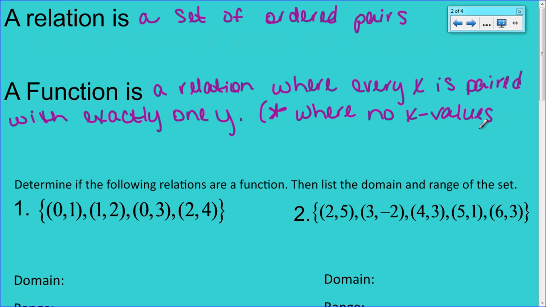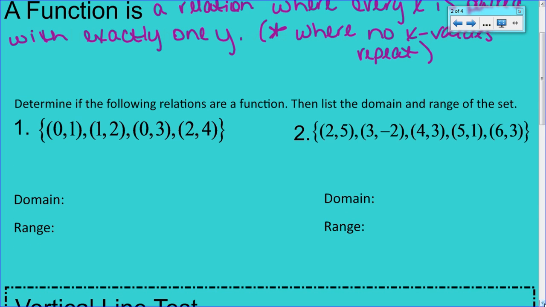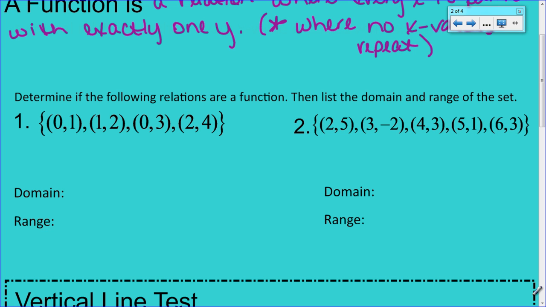If x values repeat, then you cannot have a function, and we're going to talk about that in just a little while, but that's the important part. X values cannot repeat. A function is a relation where x values do not repeat. So we're going to use that information to determine if I've got some relations that are a function. The first thing we're going to do is determine if these are a function, and then we're going to write the domain and the range, whether they're functions or not.